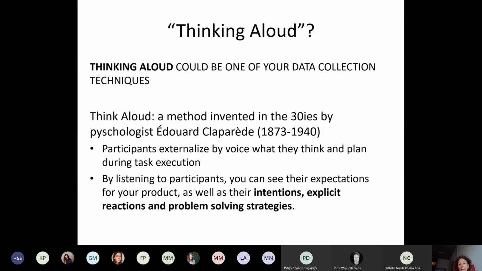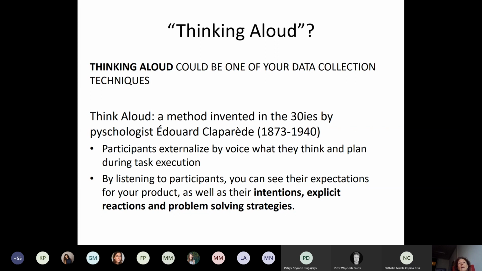A technique that can be helpful, as I mentioned before, if you can record user voices or observe people while they are performing the task, is thinking aloud. Thinking aloud is a method that was developed by a psychologist in the late, more than 1.5 centuries ago.